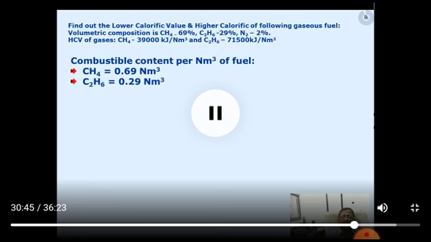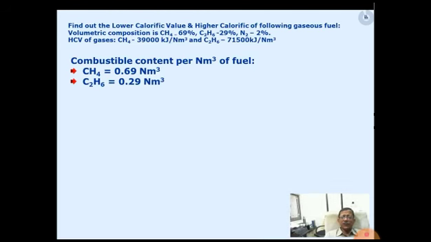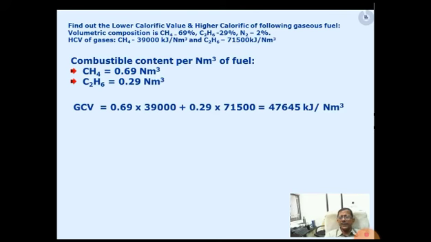Now, if 1 nm cube of this fuel burns, 0.69 nm cube CH4 burns, and 1 nm cube CH4 gives you 39,000 kilojoule. So the GCV calculation will be very easy. 39,000 into 0.69 plus 71,500 into 0.29. That is 47,645 kilojoule per nm cube.